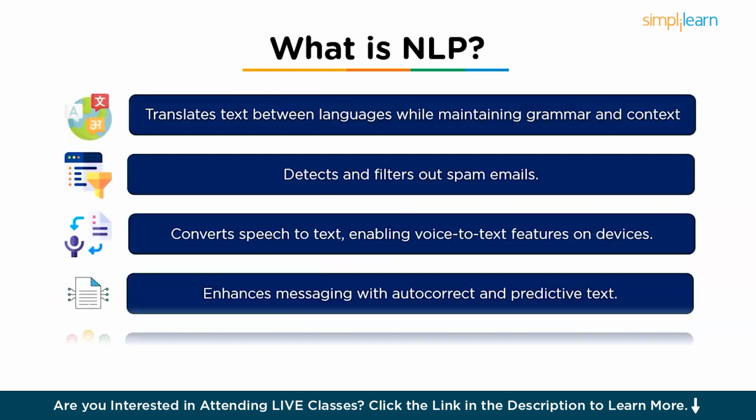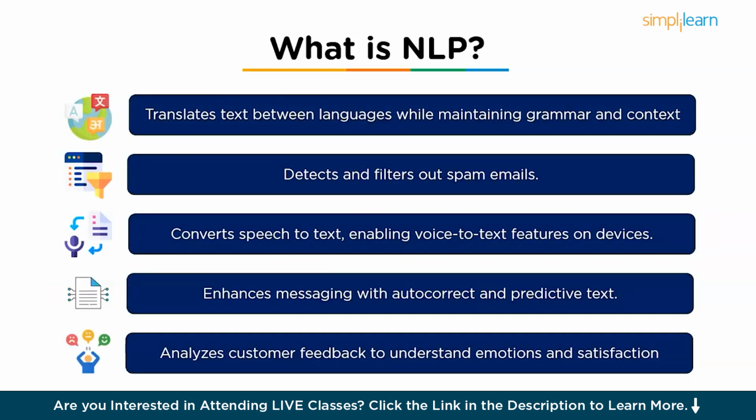Another common example is machine translation, like Google Translate. If you type a sentence in English, and you want to translate it into French, let's say, NLP helps break down the sentence structure, understand its meaning, and recreate it in another language while keeping grammar and context intact. NLP is also used in spam filters, speech recognition like voice-to-text features on smartphones, autocorrect, and predictive text in messaging apps, and even in sentiment analysis, where companies analyze customer reviews to determine whether people are happy or frustrated with their services.